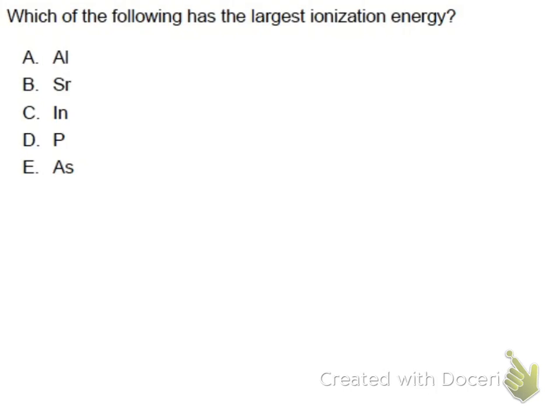This problem is actually pretty straightforward. We're just being asked for the largest ionization energy, and we're being given some information from which to choose. When you're being asked something like this, it clearly has to do with periodic trends. And so then we just have to think about the periodic table.